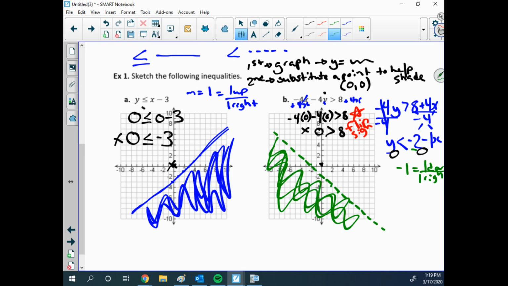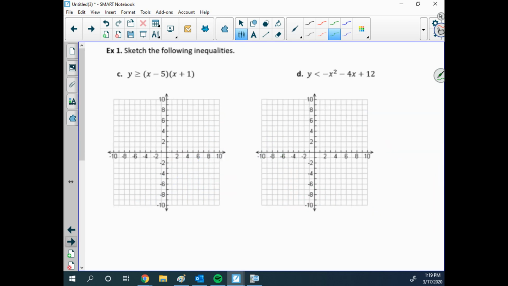So that's linear inequalities. We'll do the same thing here with some quadratic expressions. And the process is exactly the same. I'm going to sketch it. Once I've sketched it, I'll take a point, substitute it in, and determine where I'm going to shade from there. So here is my inequality. y is greater than or equal to x minus 5 times x plus 1.